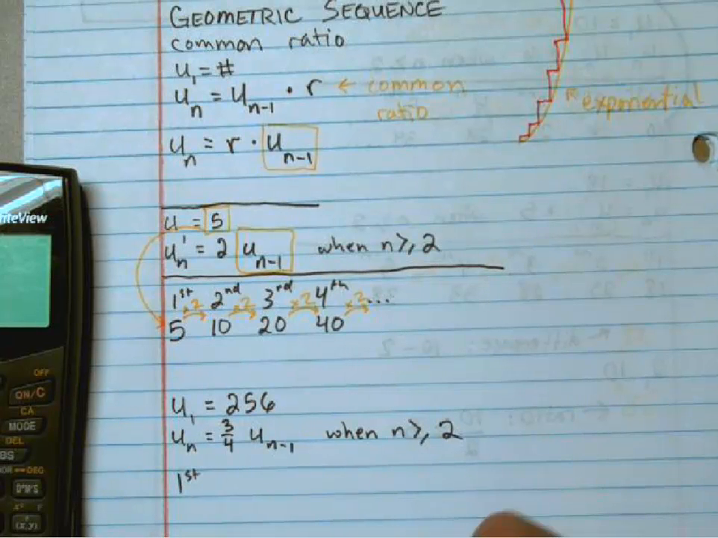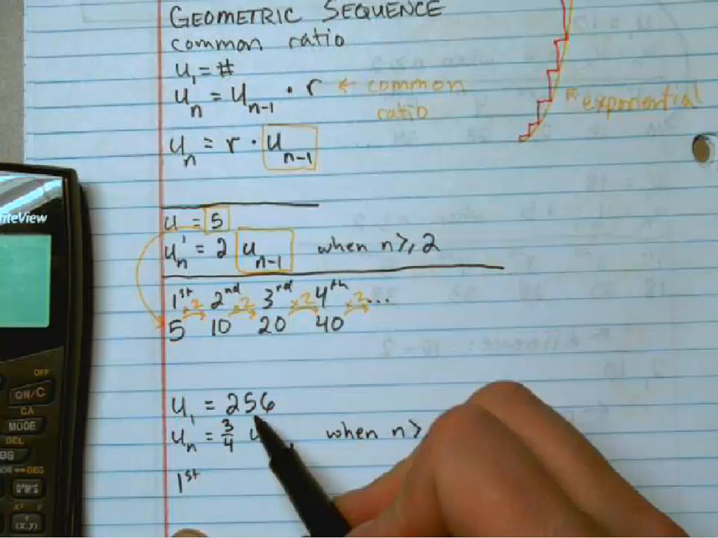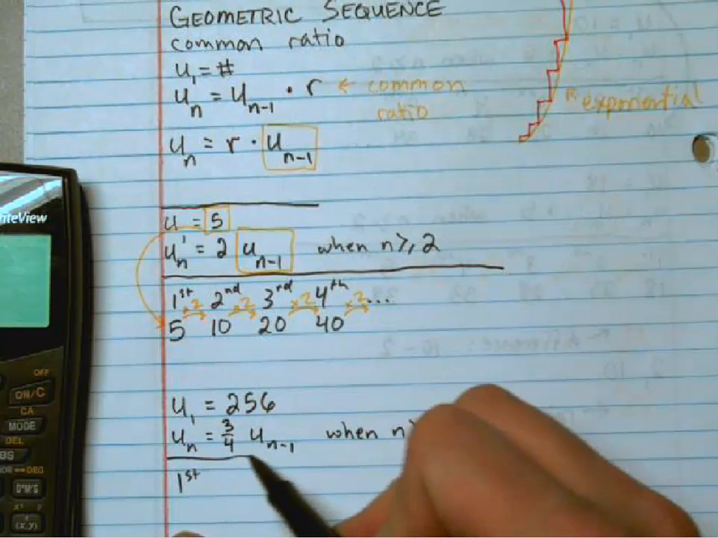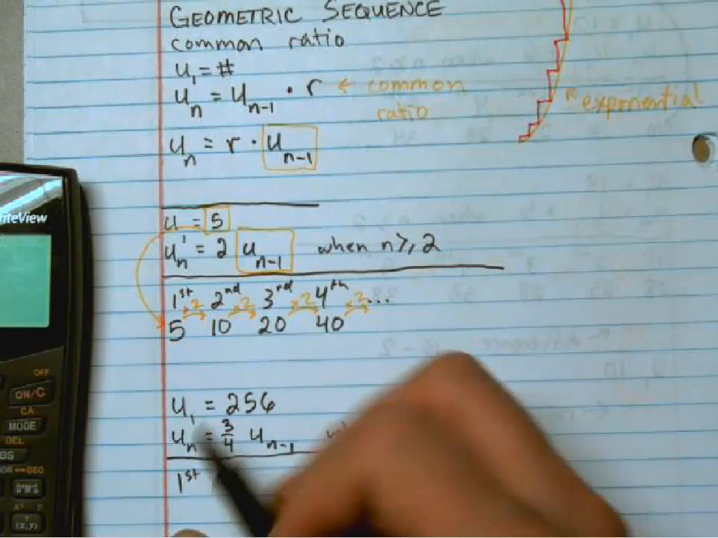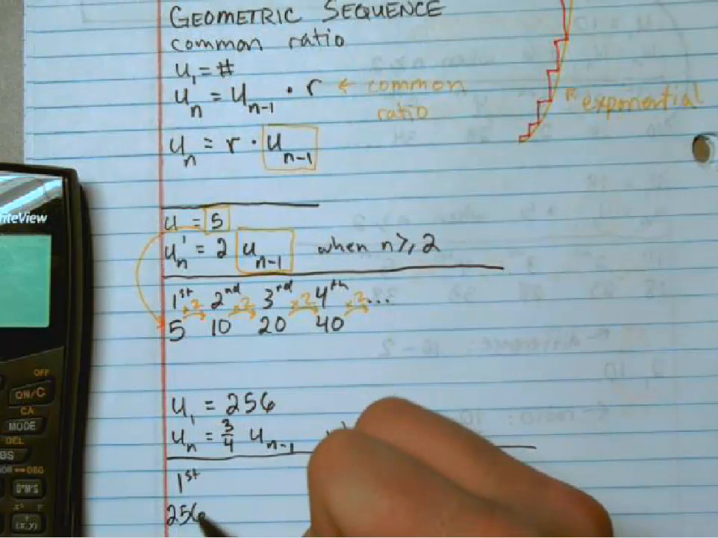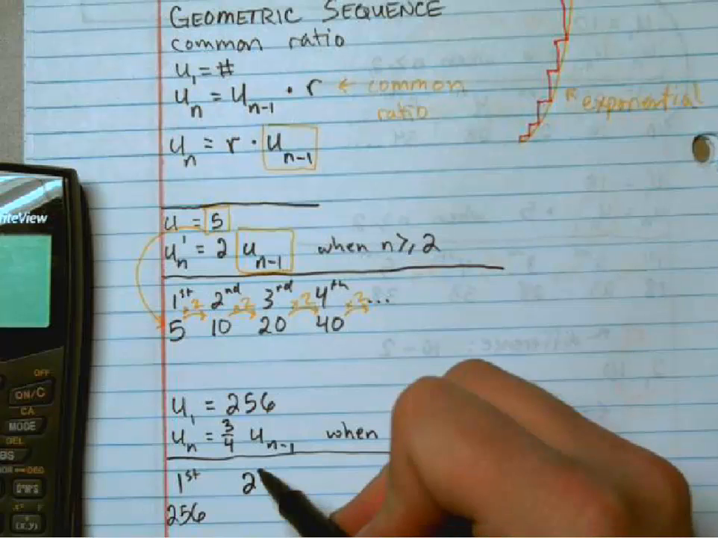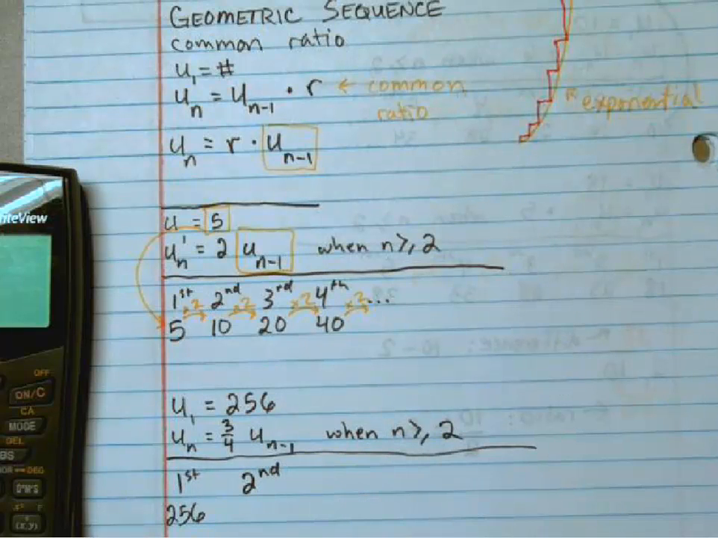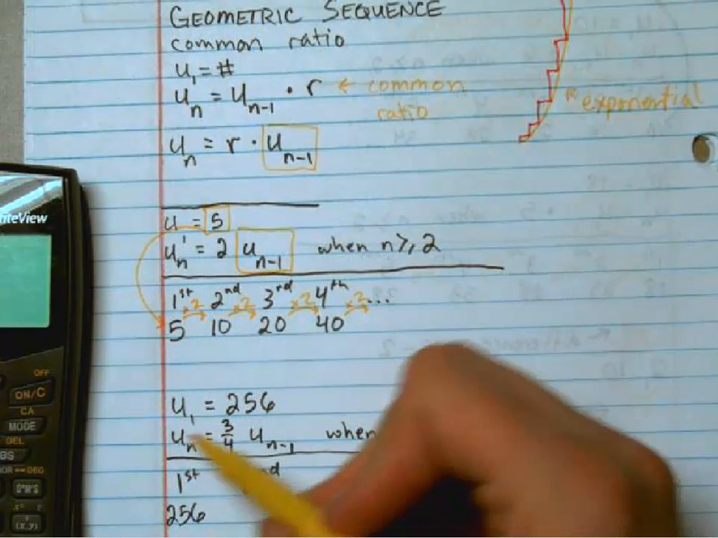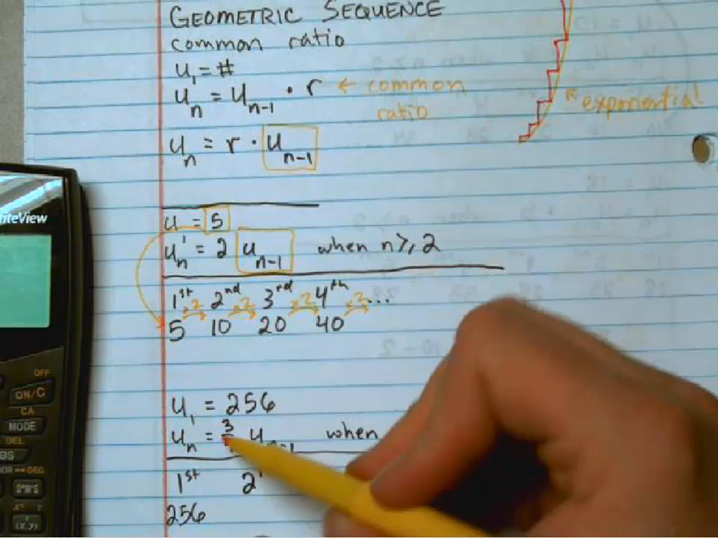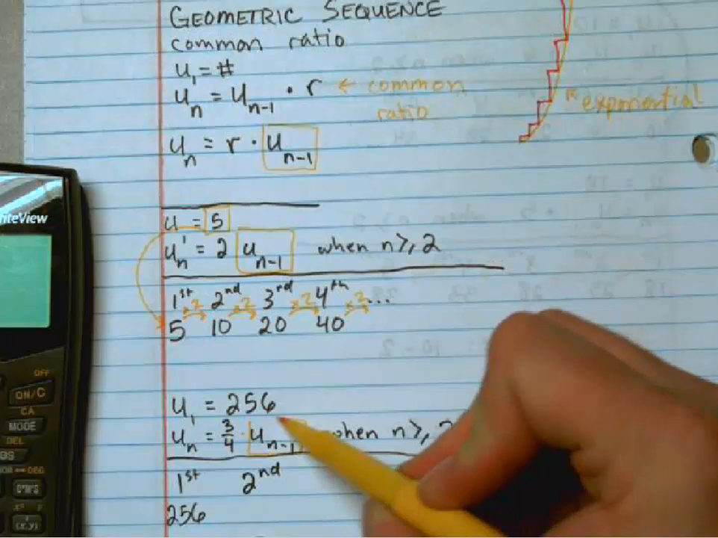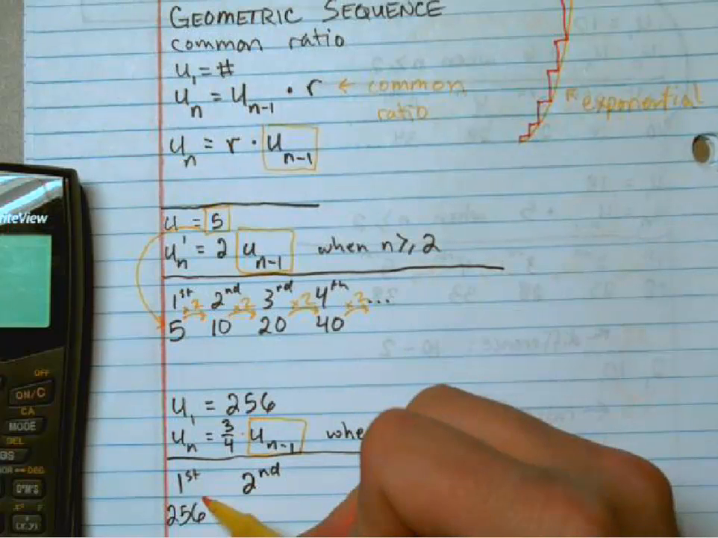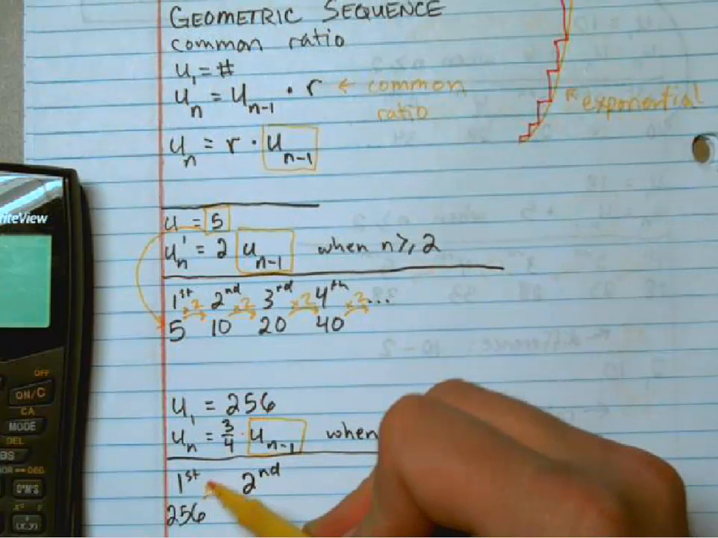What's the first term? Oh, u sub 1. It tells me right there. Ooh, I'm going to draw my dividing line because I get confused easily. The first term is 256. The second term. Well, how do I find the second term? N is 2, so I got to use this. It says to find the second term, I do 3/4 times the previous term. So to go from here to here, I'm going to multiply by 3/4.